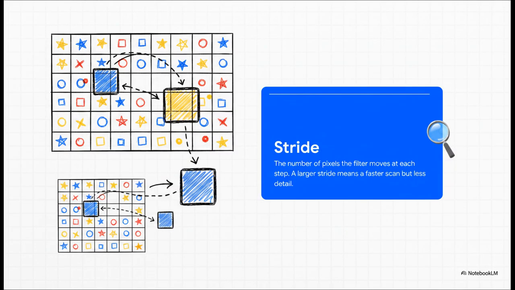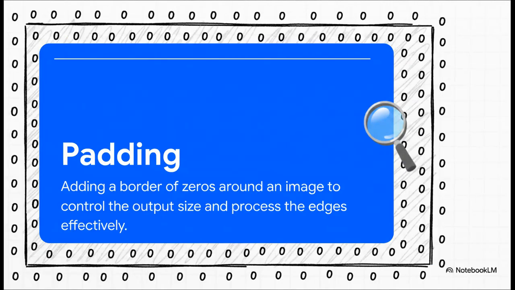Okay, so the network has its spotlight. Now it has to decide how to move that spotlight across the image. And that's where stride comes in. It's basically the step size. If you use a small stride, you're doing a really careful pixel-by-pixel scan. A larger stride lets the filter jump across the image way faster, but you do risk missing some of the finer details.